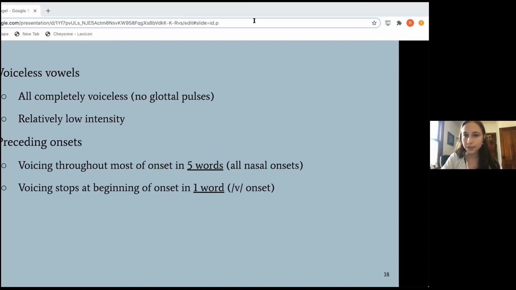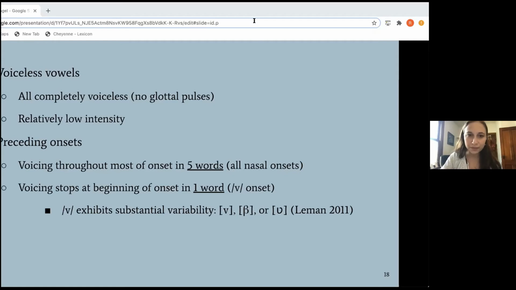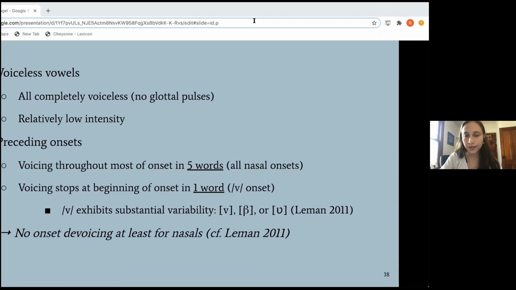And it's actually possible that this phoneme behaves differently than other voiced onsets or other voiced phonemes. So it's been noted in previous literature on Cheyenne that V exhibits substantial variability throughout the language, surfacing as different fricatives as well as an approximant. So this is something that I plan to investigate more in the future. But for now, we can say that at least for the nasal onsets, there's a very consistent pattern in which there's really no devoicing in nasal onsets before voiceless vowels.